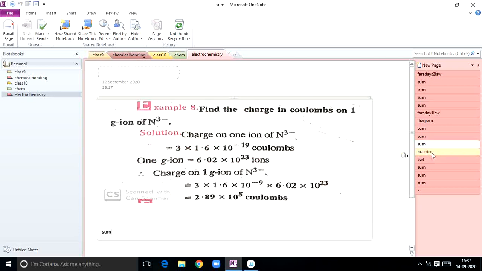So this one you can do it, students. Charge on 1 ion, that is 3 units negative charge, 3 into 1.6 into 10 power minus 19. 1 gram ion is equal to Avogadro number of ions. Charge on 1 gram ion of N3- means 3 units, 3 into 1.6 into 10 power minus 19 into Avogadro number, you have to multiply. That's all. Very easy.